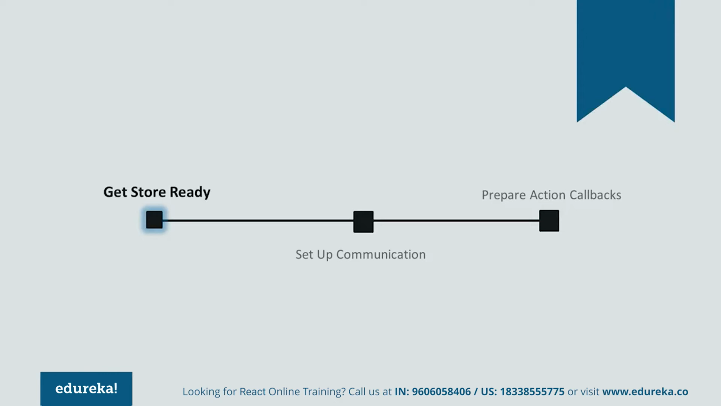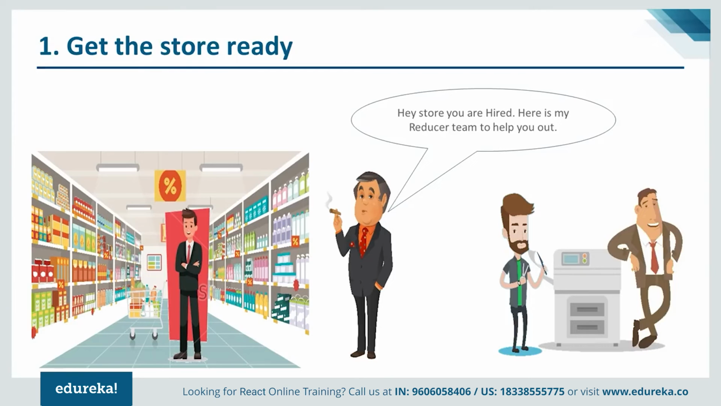Now we will see how communication will happen among the various components. First step is to get the store ready. So a command will be given to the store to get ready. As you can see here, the store has been told that you are hired, and this is the reducer team to help you out. So the extreme right one is the reducer team, and the store is being told that you are hired for this application and the reducer team is ready to help you out.